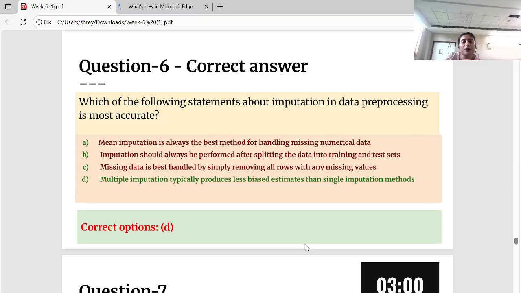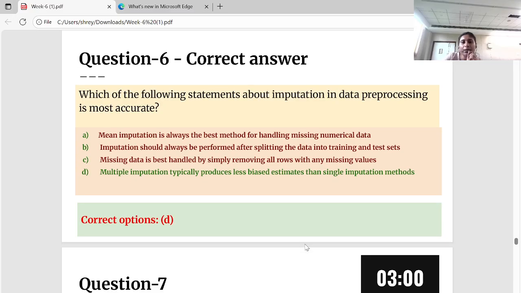Okay. Which of the following statements about imputation in data pre-processing is more accurate? What do you mean by imputation? Just let me know first. Imputation means, it is a decision tree, right?